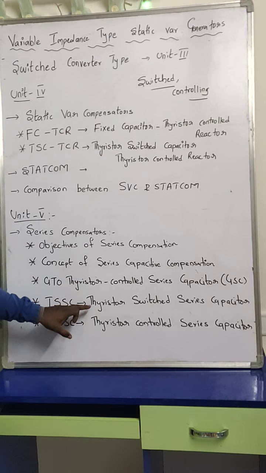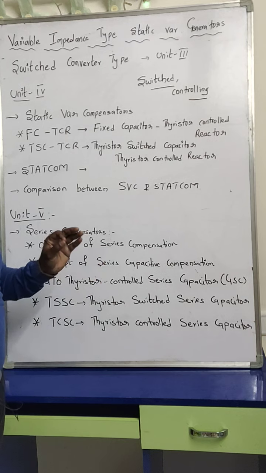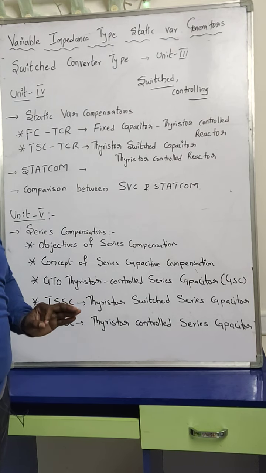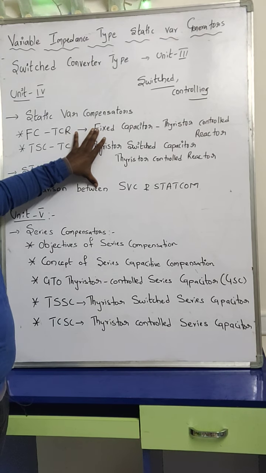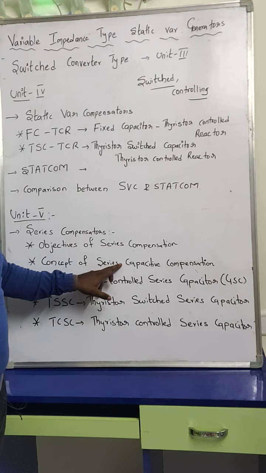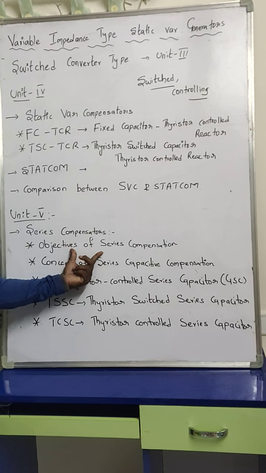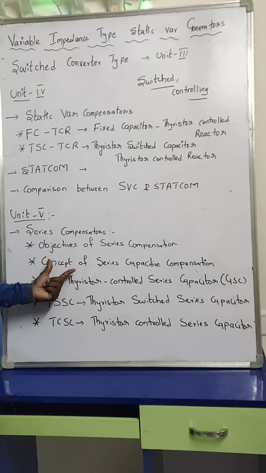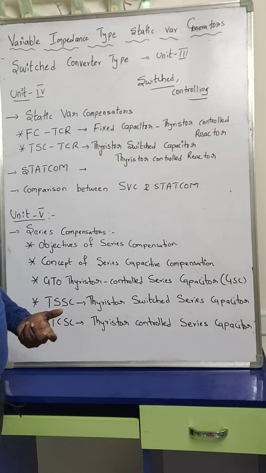Next, coming to unit 5. The concepts are series compensation. I told you in the first part, the 5th unit is related to series compensation. The 3rd and 4th are related to shunt compensation, so these devices are connected in parallel. Whereas in the 5th unit, the devices are connected in series. So the topics are, what is the objective of series compensation? Why do we require it? Okay. Next concept, how to achieve series compensation.